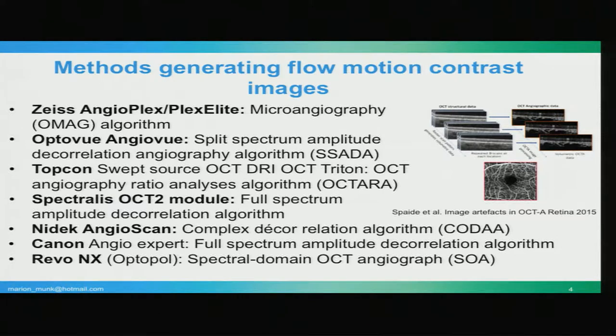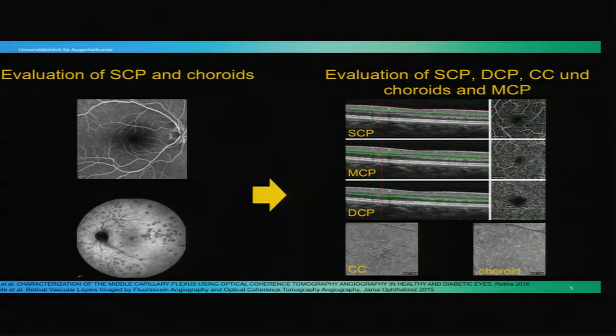All of these different manufacturers use different methods to generate the flow motion contrast images. In respect to the time, I won't go into detail which kind of methods these are, but if you're interested, we can talk later on. And the main advantage of the OCTA is really that you can depict individual retinal vascular and choroidal layers without using dye injection. So you're able to individually look at the superficial capillary plexus, the middle capillary plexus, the deep capillary plexus, and the choroid capillaries. And if you have a swept-source OCT, you're also able to look at the choroid.